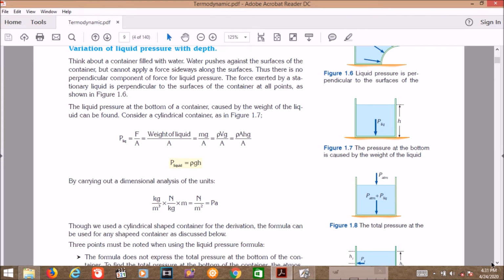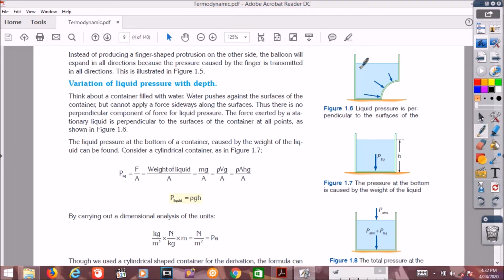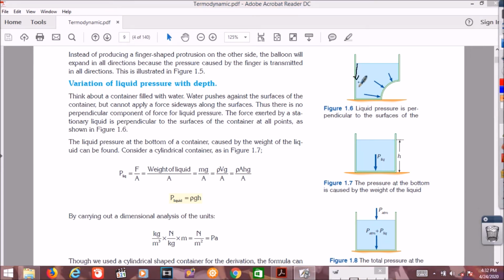Water pushes against the surface of the container but cannot apply force sideways along the surface. So this gives us the understanding that the force acting on the container is always perpendicular, like that. The liquid pressure is perpendicular to the surface, because the force acting on the surface is perpendicular, and then the pressure is also perpendicular. There is no sideways force. There is no force like that, but the force will be perpendicular to the surface. This is the force. Okay, there is no sideways force.